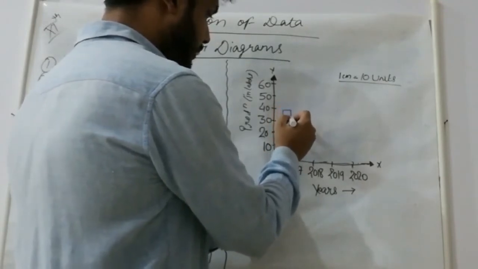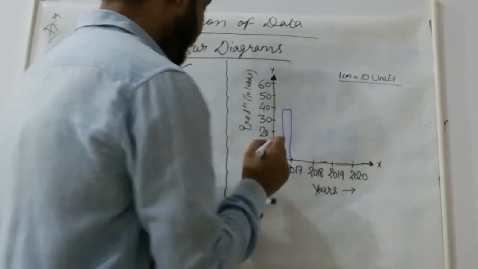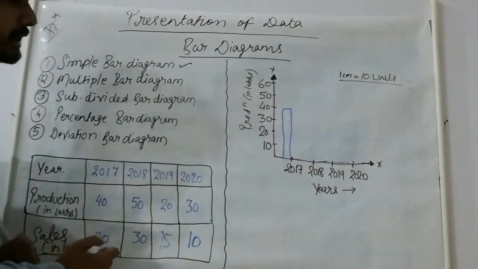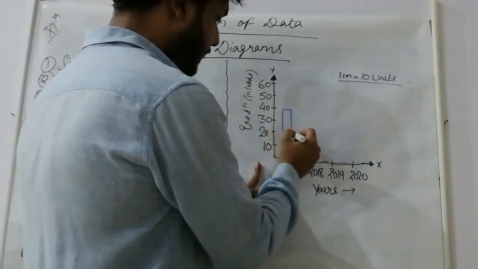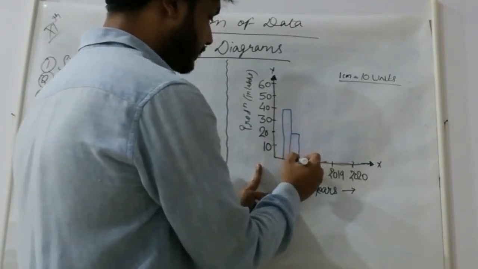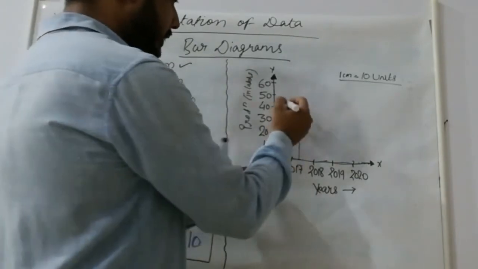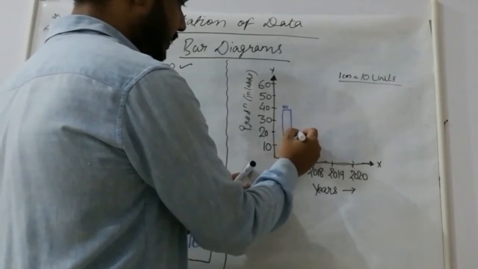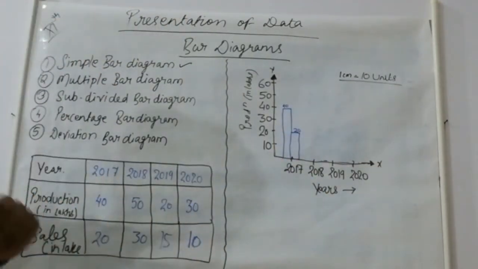That's why I rubbed the diagram. So this can be made like this, and in 2017 only we will show the sales. Sales is 20. Don't make any gap between them, because it is for the same year. Like this. This will represent the production till 40, and this will represent the sales, that is 20. Then for the next one, 50 and 30.